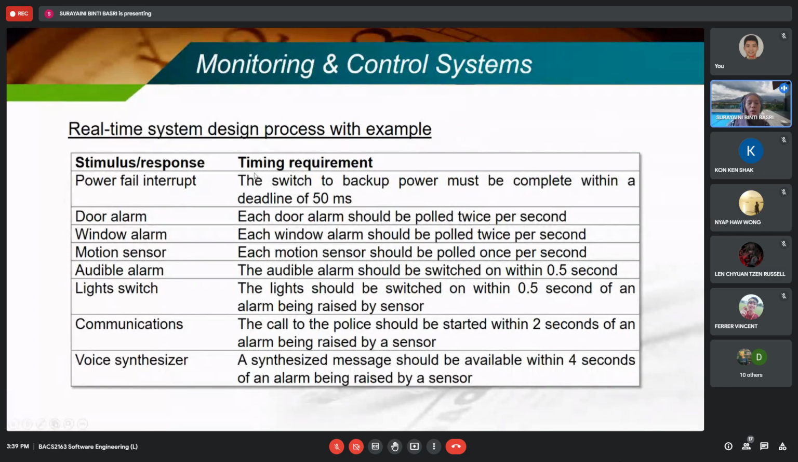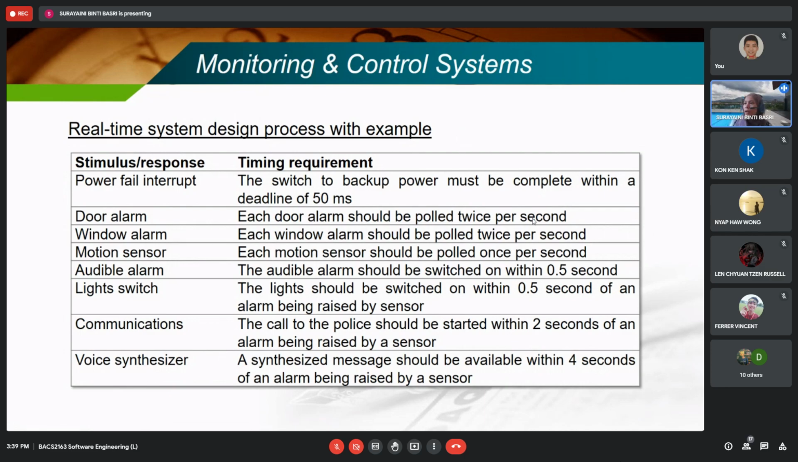So this is the example of the timing that you can assign to each of the stimuli and the response. The door alarm should be polled twice per second, meaning it will need to be checked twice per second. In one second, it will need to be polled twice. Okay, so after that, the window alarm is the same, and the motion sensor also. Okay, so the motion sensor maybe once per second.